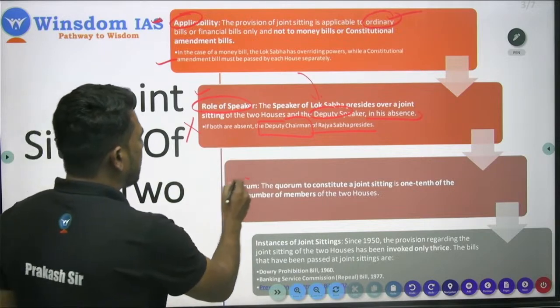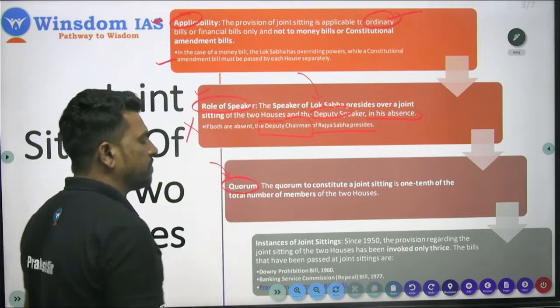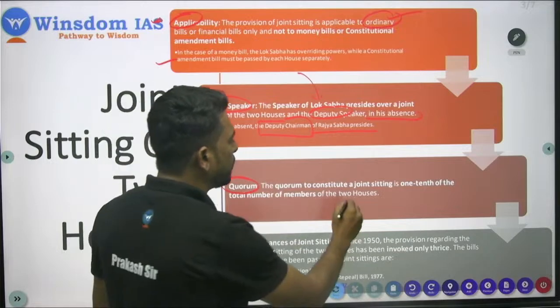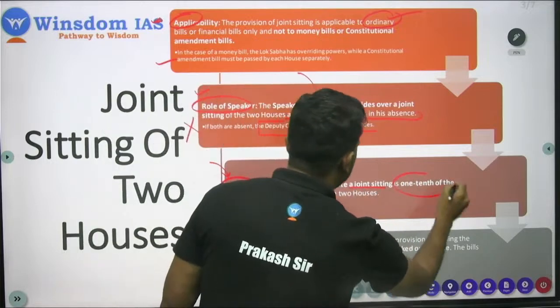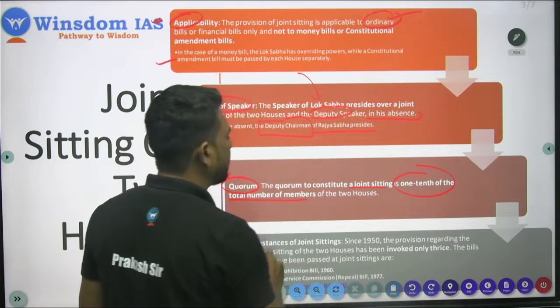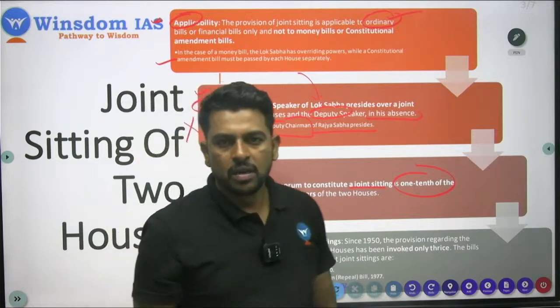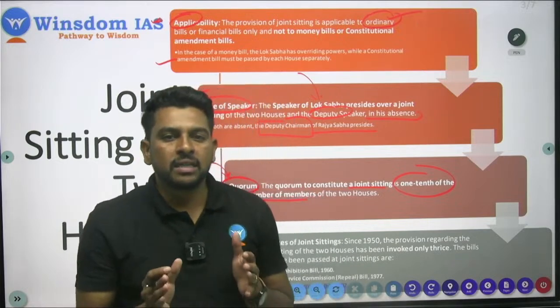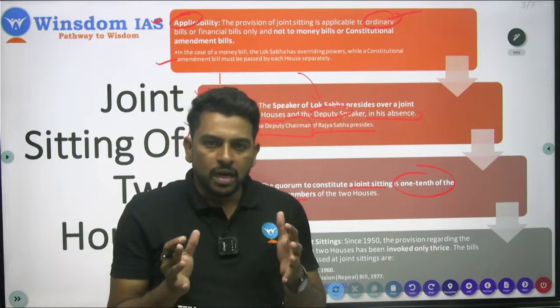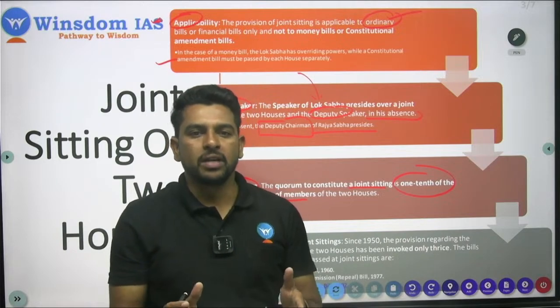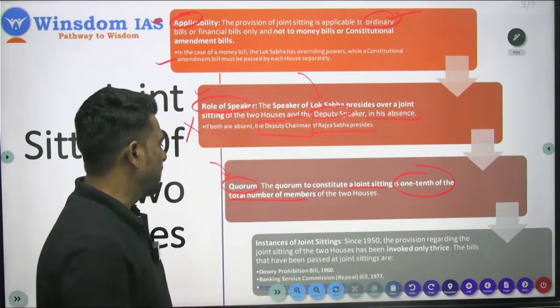Now there must be a quorum, meaning the quorum to constitute a joint sitting is 1/10 of the total number of members of the two houses. If there is a joint sitting, then there must be a group of members of Parliament present. That is what we call the quorum.